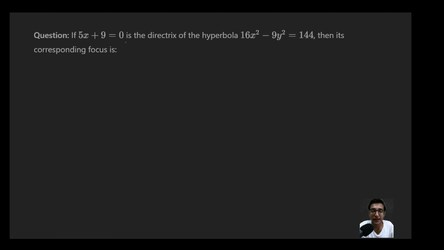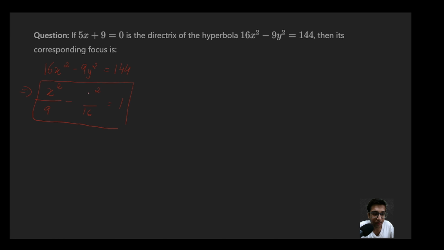5x plus 9 is equal to 0 is the directrix of the hyperbola 16x square minus 9y square is equal to 144. Then its corresponding focus is? So first let us write down the equation of this hyperbola in its standard format, where we have to make 1 on the right hand side. After taking 144 below, we would get x square by 9 minus y square by 16 is equal to 1. This is our standard hyperbola.